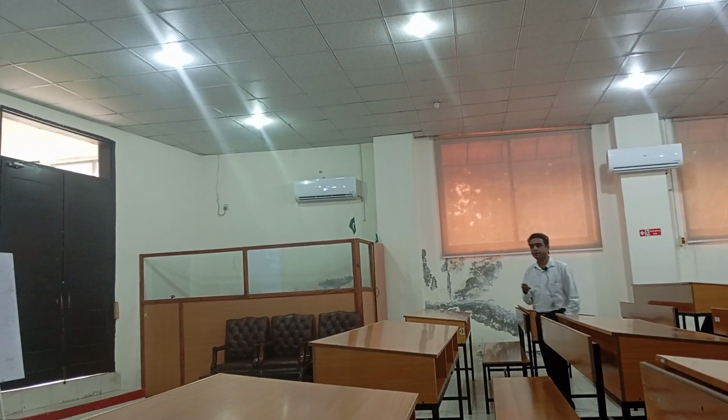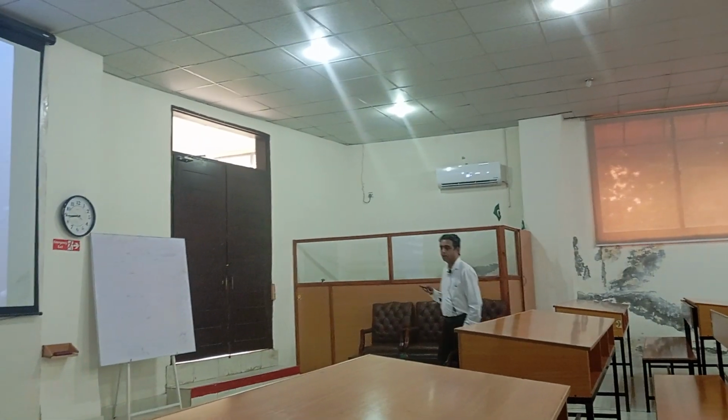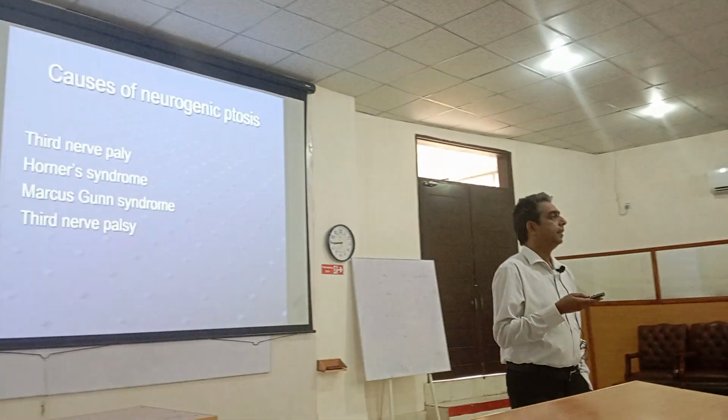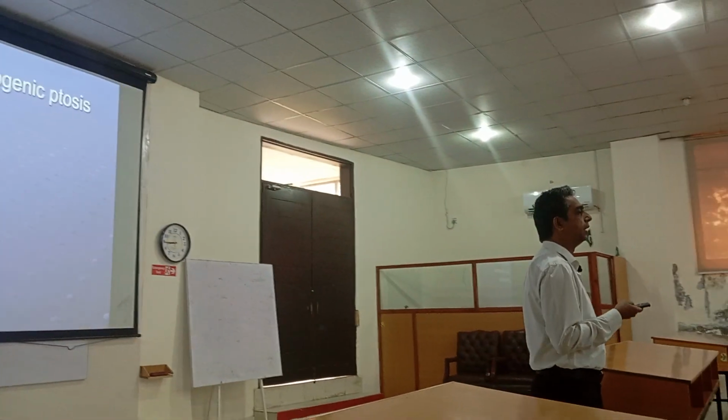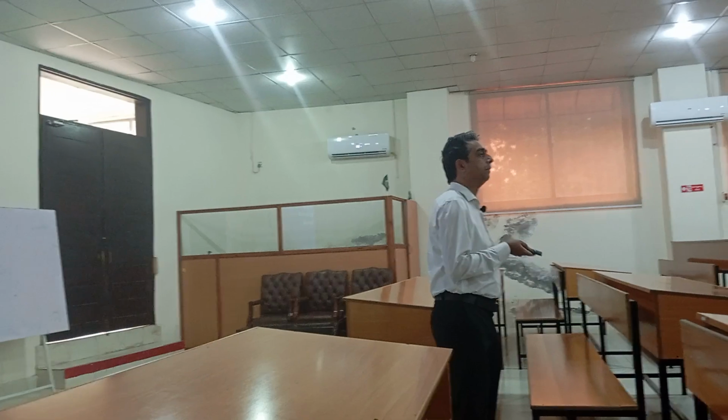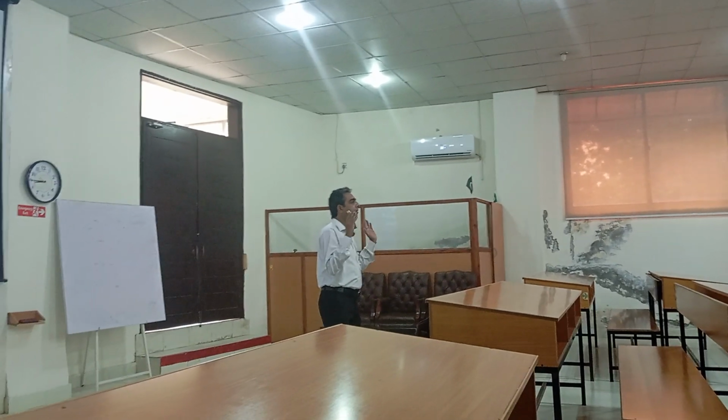So in Marcus Gunn jaw winking syndrome, usually it is congenital, during maldevelopment of the nerve. It is called jaw winking. When the child drinks milk or eats something, when he uses his pterygoid muscles like this, or like this, then his drooping eyelid will wink with this movement.